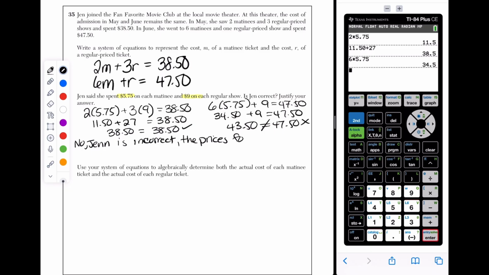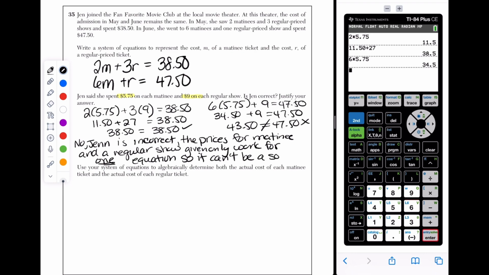The prices for a matinee and a regular show given only work for one equation, so it can't be correct. So the prices are not correct.